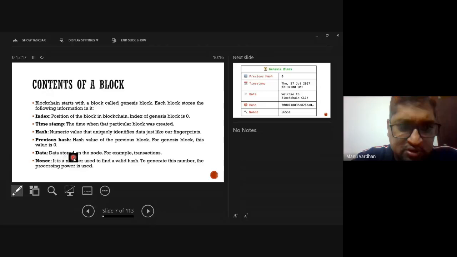Data. Data is stored in the block, for example transactions. It will contain the information about what transactions are being done on the blockchain, and in what context it is being done, like land revenue, voting, or healthcare. Because in every domain the attributes will change, and some are static and some are dynamic, accordingly it will store the data. Then we have a nonce. It is a number used to find the valid hash. To generate this number, processing power is used. It is used to find the valid hash, and it is generated with the help of processing power.